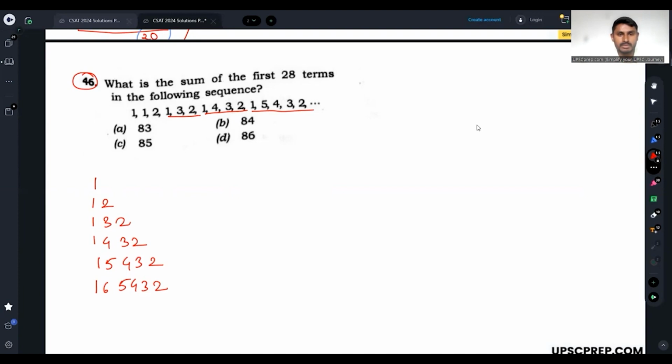We have to count till 28 terms. So let's say here you have one term, here two terms, three terms, four terms, five terms, six terms. And how many terms do we want? If you add 1 plus 2 plus 3 plus 4 plus 5 plus 6, the sum of natural numbers is 6 into 7 by 2, so this will become 21 terms, but we want 28 terms.